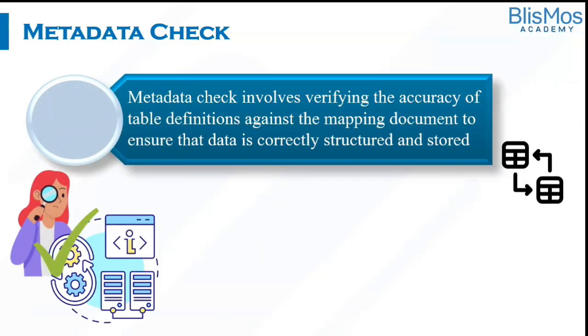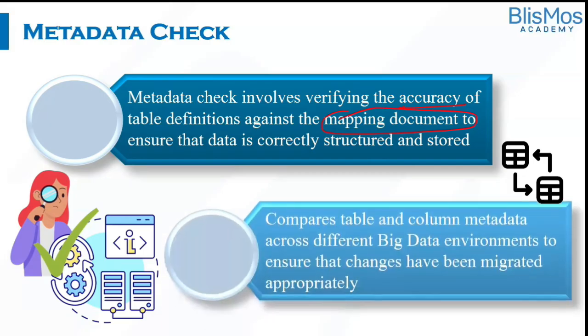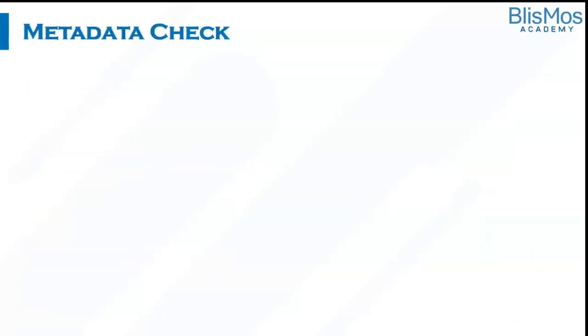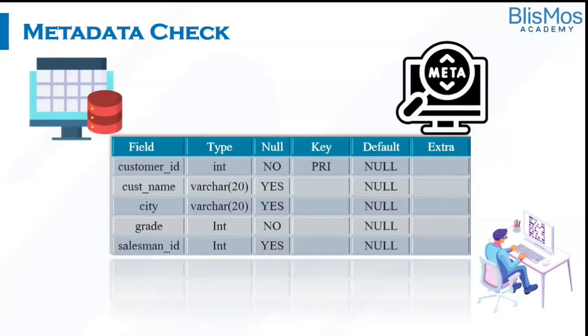Metadata check usually involves verifying the accuracy of table definitions against the mapping document supplied as a part of the requirements. And then we compare the table and column metadata across the different environments in big data, so that if there are any changes, they are applied appropriately.